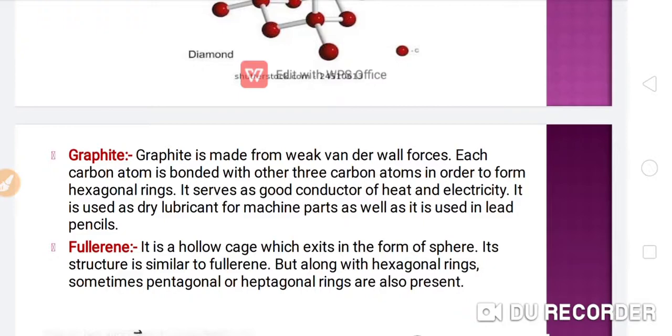Okay, and this free electron is responsible for the conductance of electricity. It is used as a dry lubricant for machine parts, as well as in lead pencils. Okay, so this is the graphite.